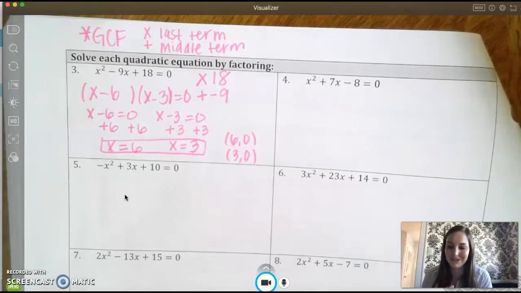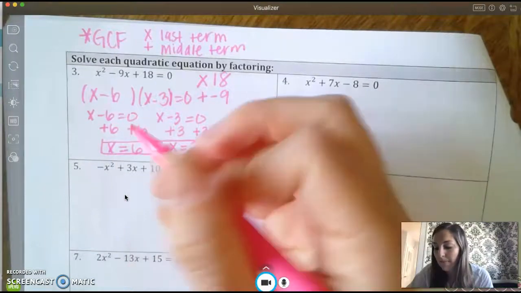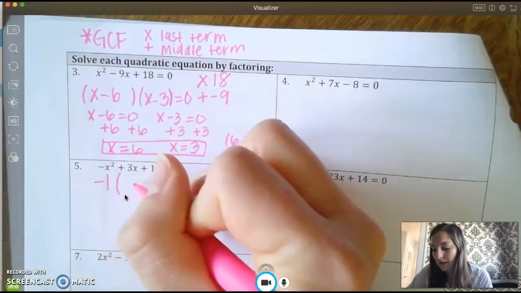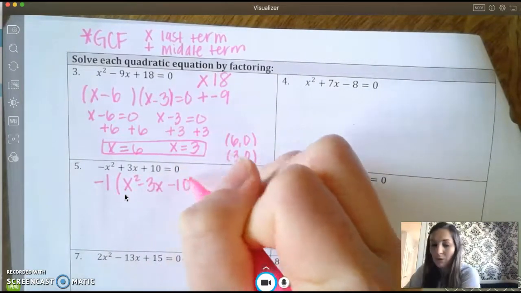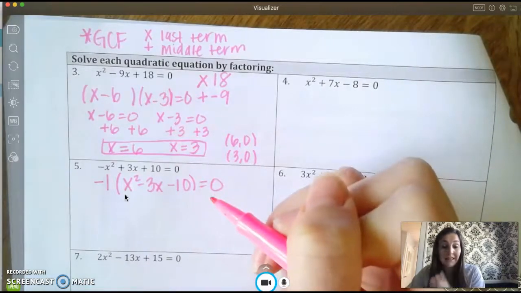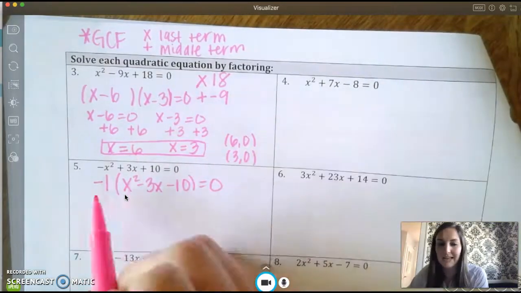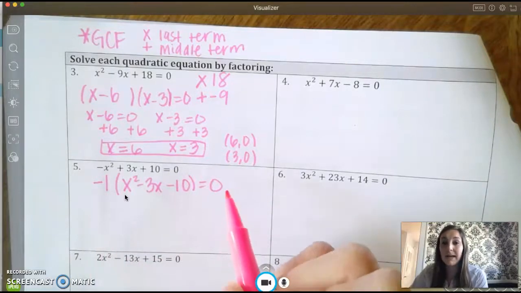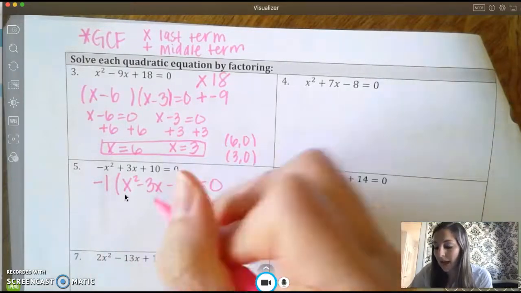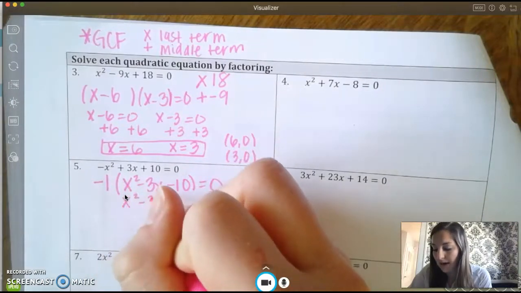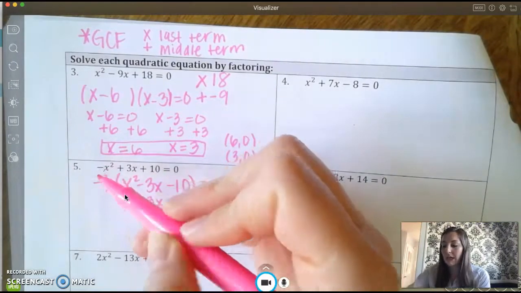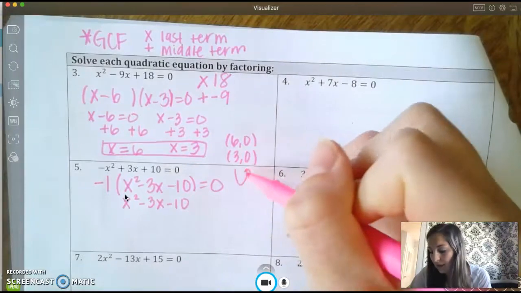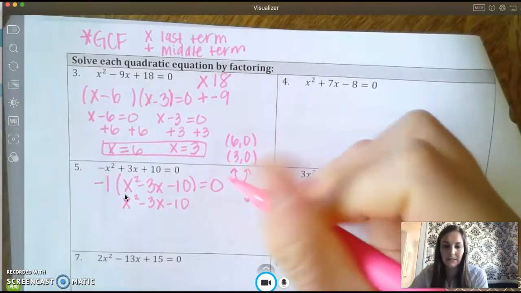Just like class, we're going to be bouncing around today. So we have a GCF of negative 1. Remember, we can't have that negative in front. So we're going to factor out a negative 1. So we're left with x squared minus 3x minus 10 equals 0. So that negative 1 is going to go away because if we divide both sides by negative 1, 0 divided by negative 1 is 0. So we will be left with x squared minus 3x minus 10. What that negative is really doing is turning it from a U into a hill. So that's why it has a negative there, because it turns into a hill.